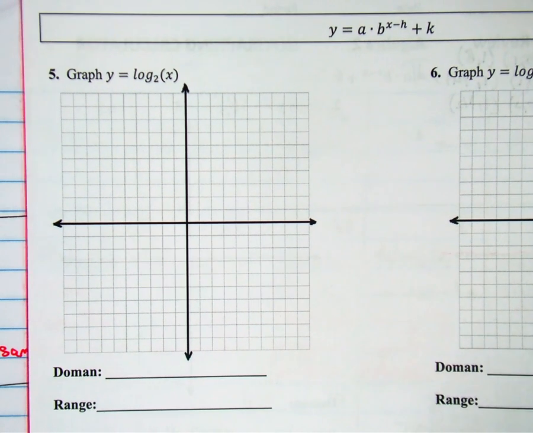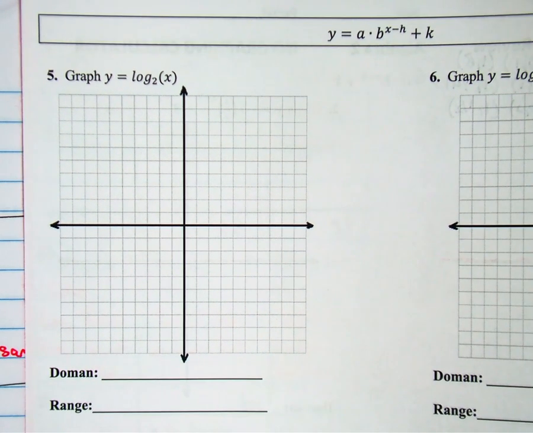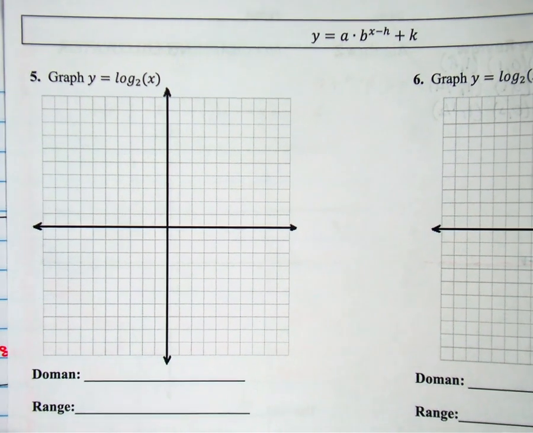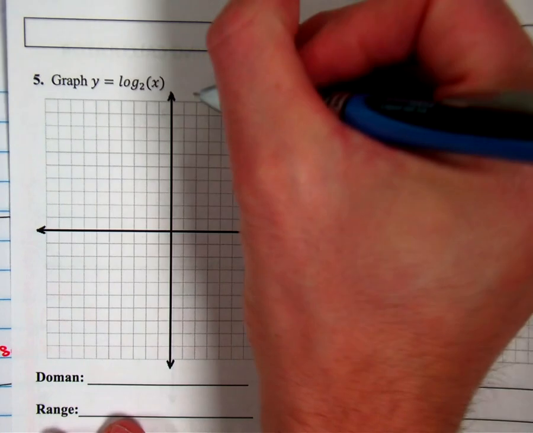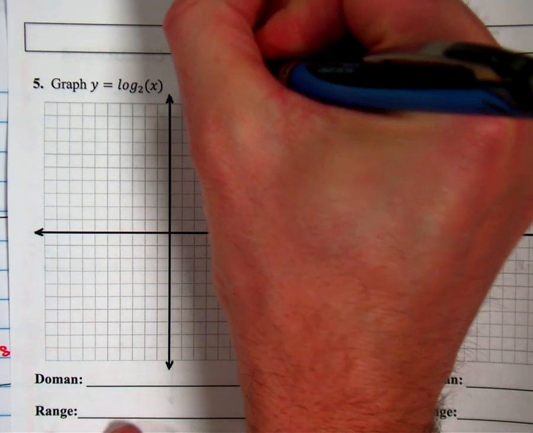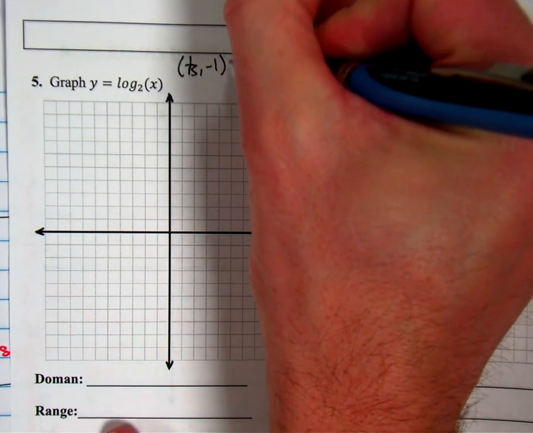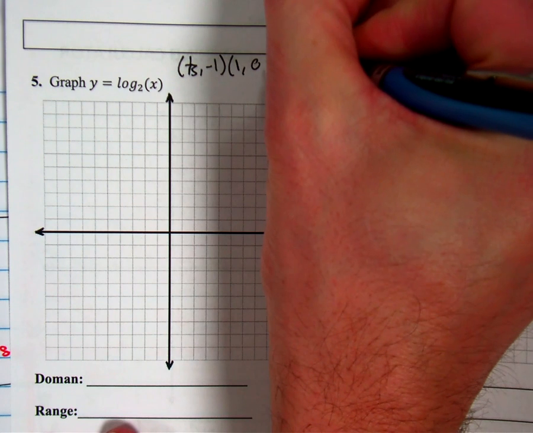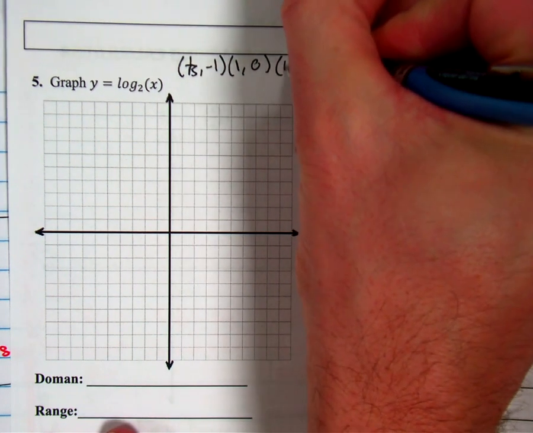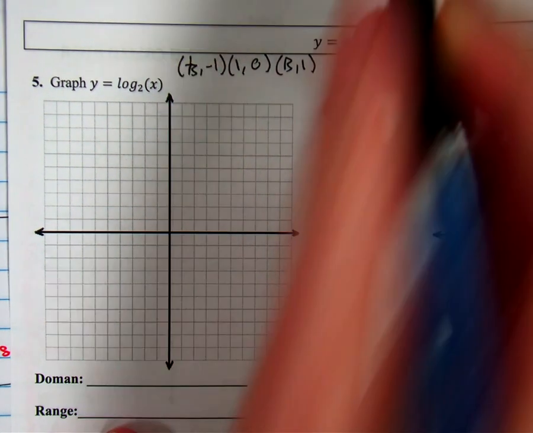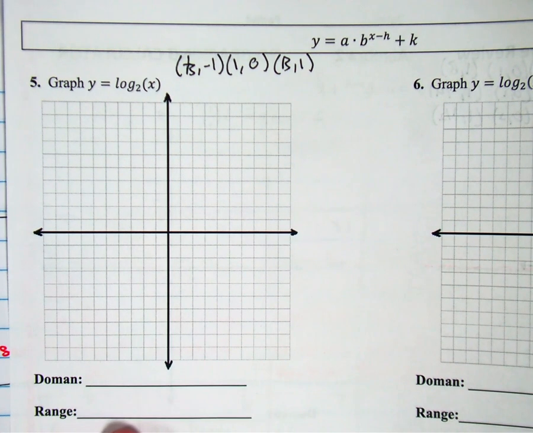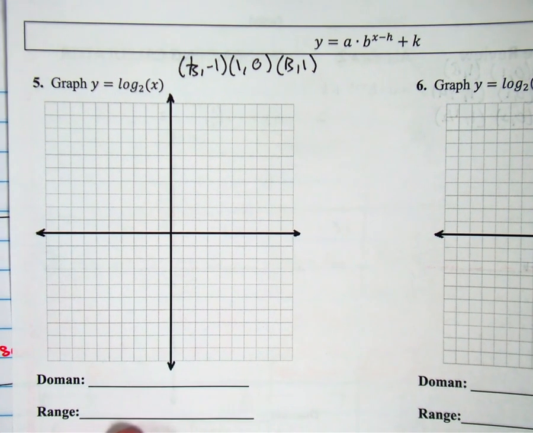Okay, logs are the inverse of exponentials, so everything's going to be flip-flopped. Instead of negative 1 comma 1 over b, we're going to have 1 over b comma negative 1. 0 comma 1 turns into 1 comma 0, and 1 comma b turns into b comma 1. The points are flip-flopped, domain and range is flip-flopped, and the asymptotes should be flip-flopped.